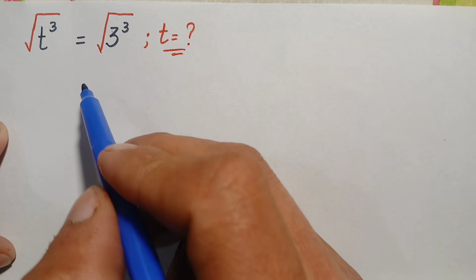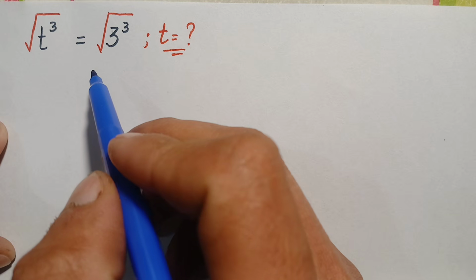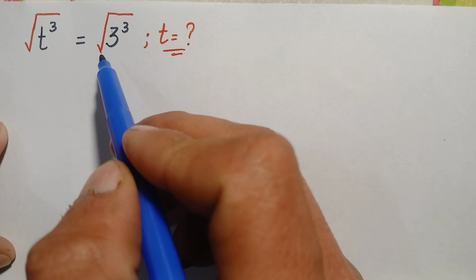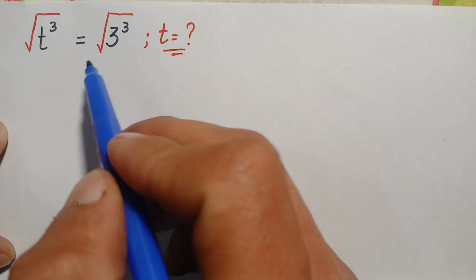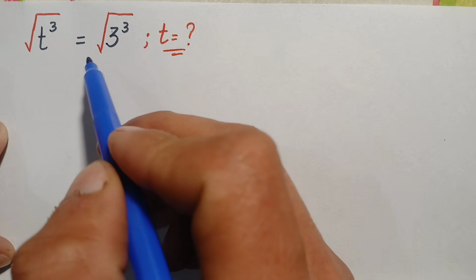How to solve and find the value of t in this interesting exponential square root math problem. That is, the whole square root of t cube is equal to the whole square root of 3 cube. So how can we solve this problem? Now look at both sides here, there is a square root on both sides. So we will try to eliminate this square root from both sides.